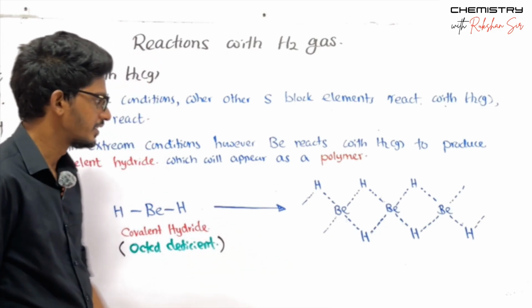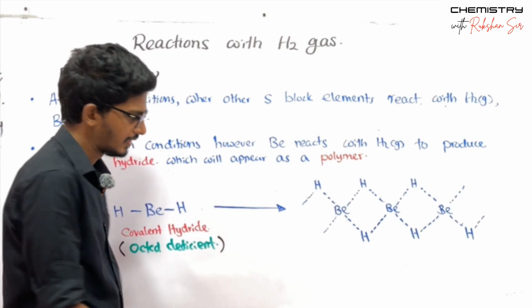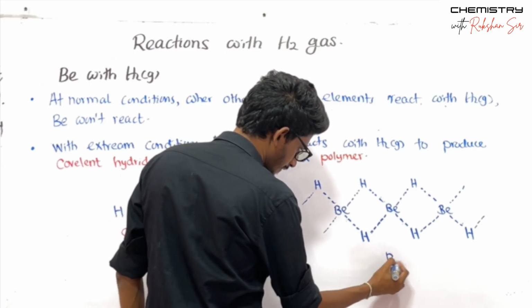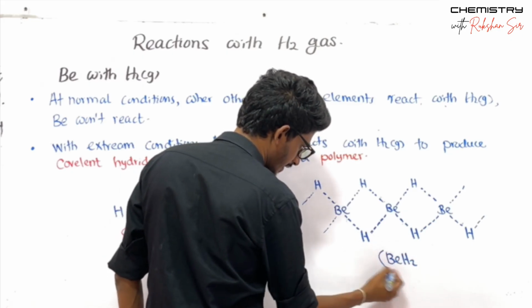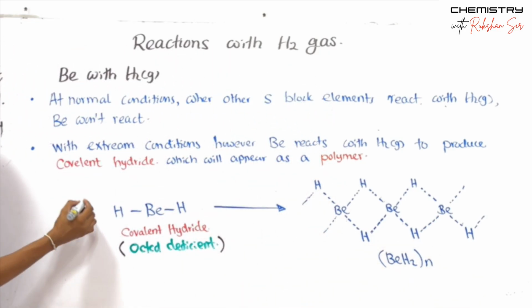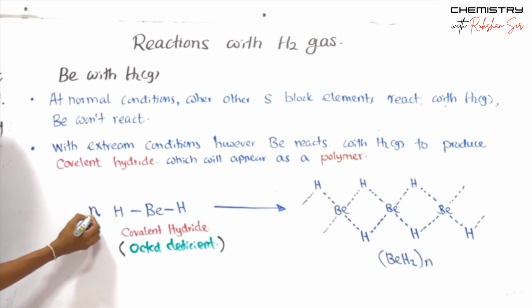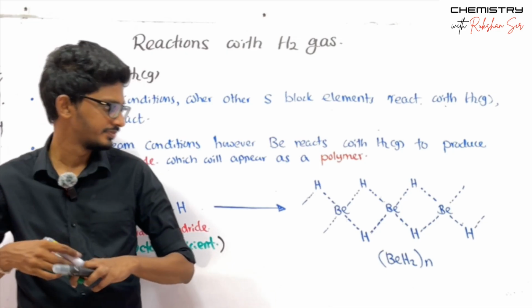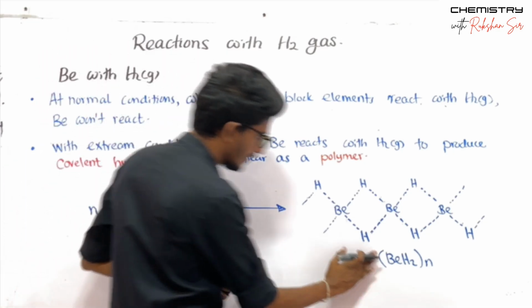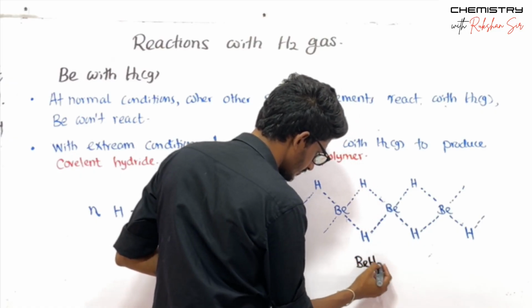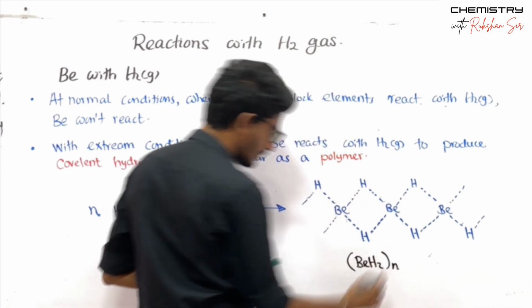So this is referred to as a polymer. We can write it as BeH2 n times. It's a polymer. n amount of these molecules will gather to come up with this polymer, right? Beryllium hydride polymer, let's say BeH2 n times. Polymer form.